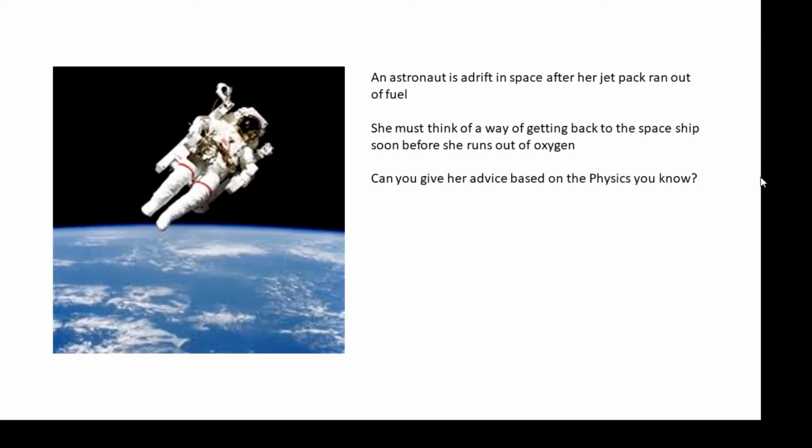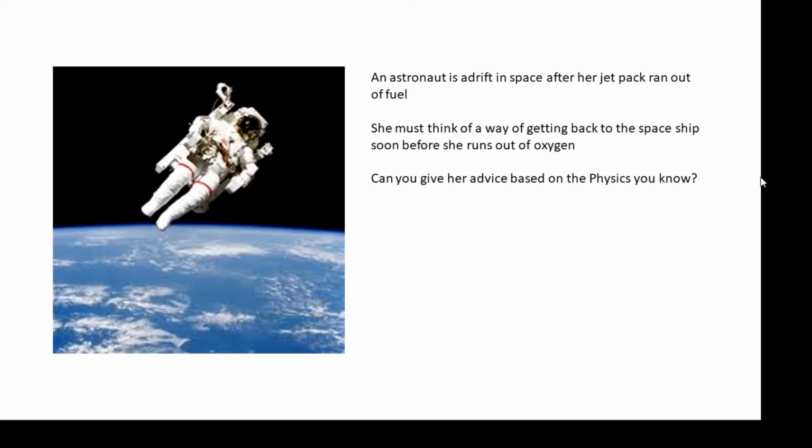Here's a question you might want to think about. An astronaut, Sandra Bullock, is adrift in space after her jetpack ran out of fuel. She must think of a way of getting back to the spaceship soon before she runs out of oxygen. Can you give her advice based on the physics that you know?